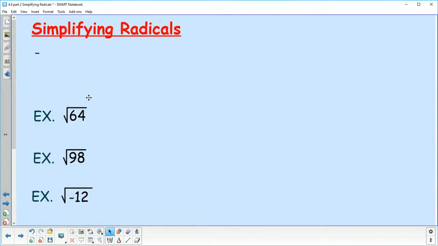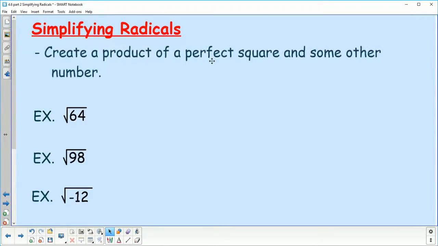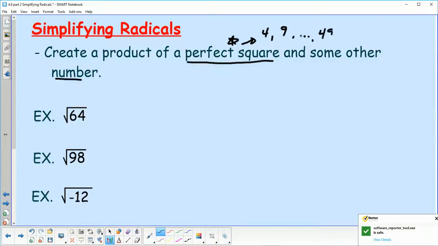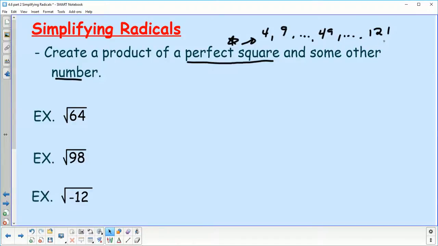So first thing, to simplify radicals, you want to think of this as a product. We want to write it as a product of a perfect square, so that's really important, and then just some other number. Now this perfect square piece is really important. What I mean by a perfect square is any number that has an integer square root. So that would be something like 4, because the square root of 4 is 2. 9 would be the next one because the square root of 9 is 3. We could skip a few and say like 49 because the square root of 49 is 7. We could skip a few more and say something like 121 because the square root of 121 is 11.